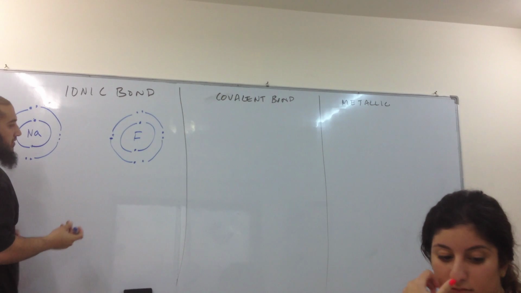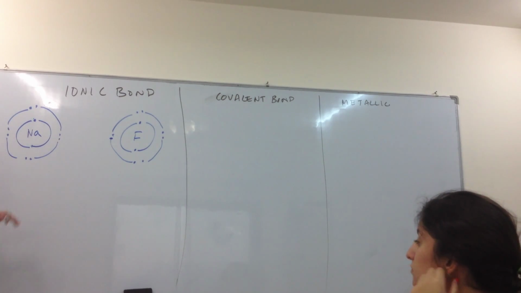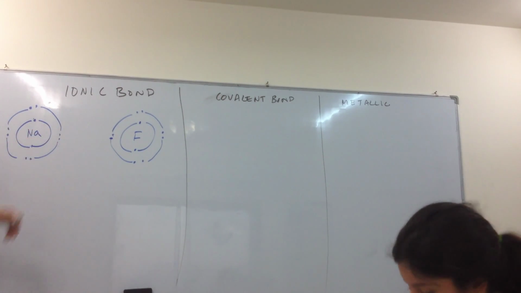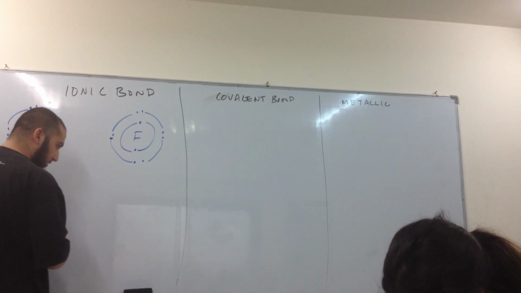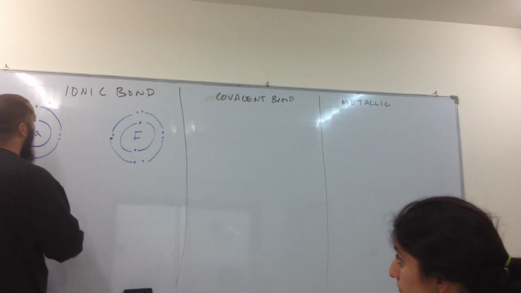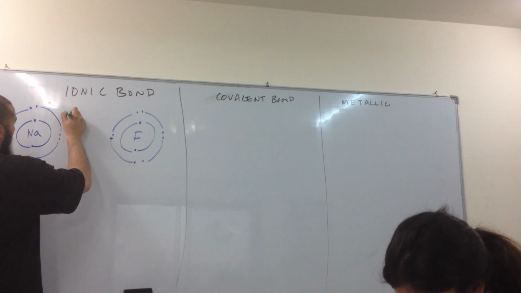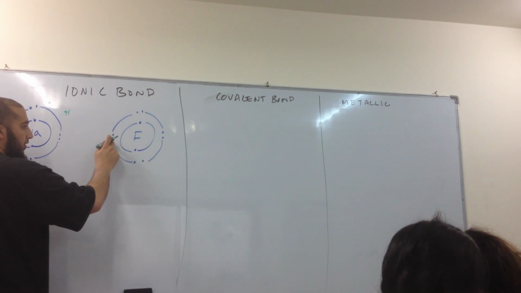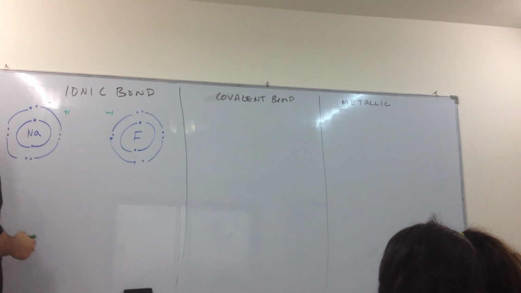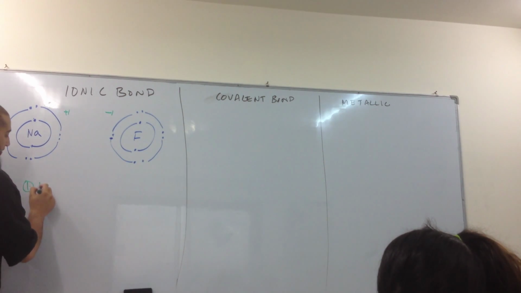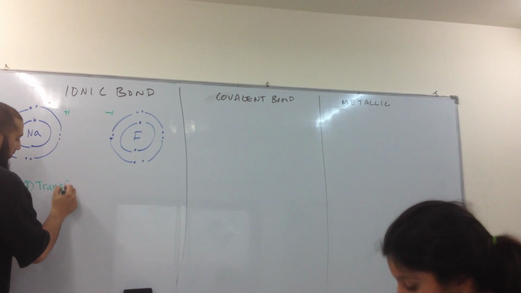But now that we've lost the electron, what is the charge here? Plus one, because it used to be neutral. You lost a negative. So now this is, I'm going to use a different color, a plus one charge. And what charge is this? Because it gained one, it's a minus one. So what happened? There was a transfer of electrons.